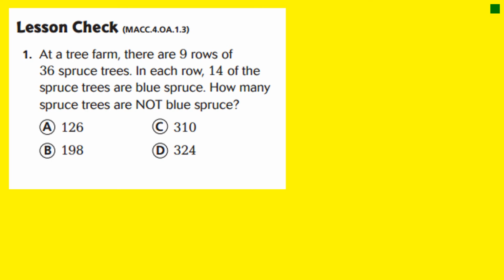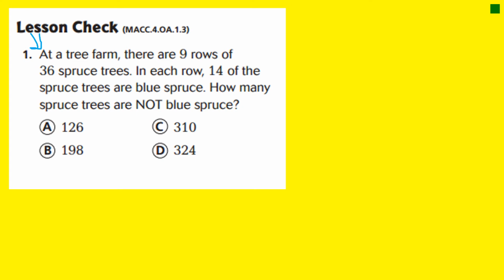Okay, here we go, a lesson check. I'm going to read it to you, okay? Here we go. Read along now. At a tree farm, there are 9 rows of 36 spruce trees. In each row, 14 of the spruce trees are blue spruce. How many of the spruce trees are not blue spruce?